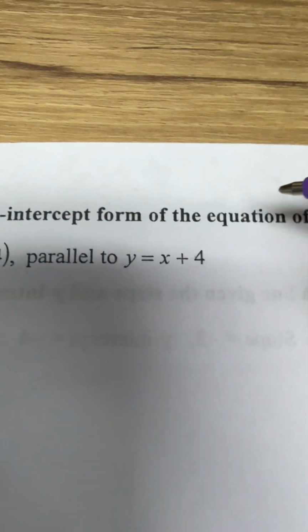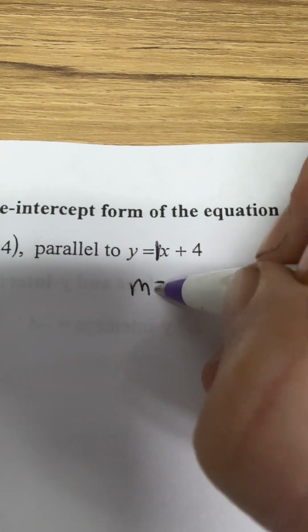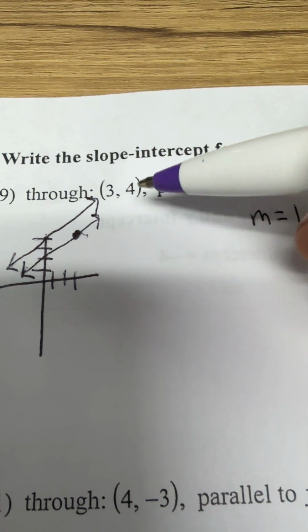Well, what's my slope in this problem? It's an invisible 1 here. So I know my m is going to be equal to 1. And I'm trying to go through the point 3, 4.